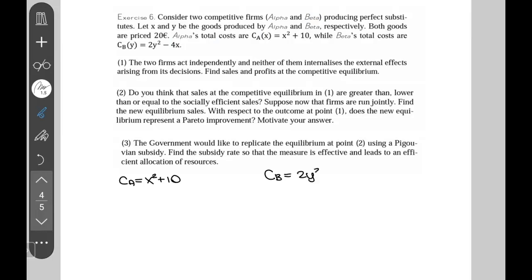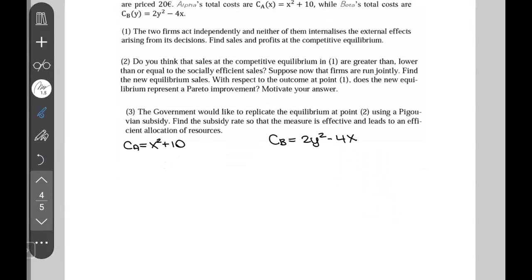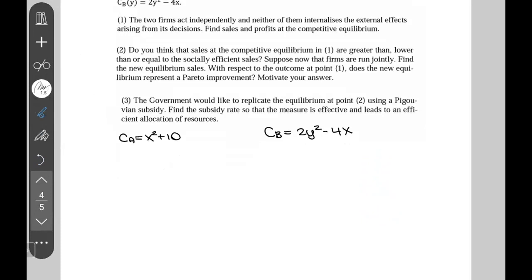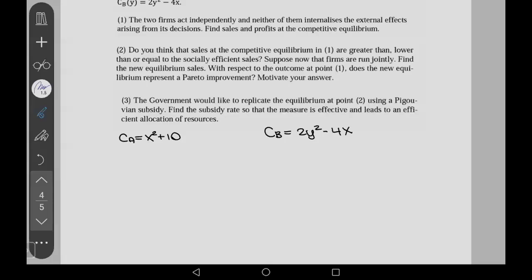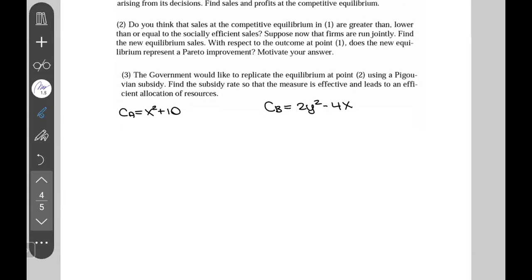So if we focus on firm B, you can see that as quantity of X goes up, there's a minus here. So that means that their cost is going to go down. And if that happens, that means that A has a positive externality on B, because as A produces more, firm B is going to have a lower and lower cost. So basically B can take advantage of the fact that A causes its cost to go down.